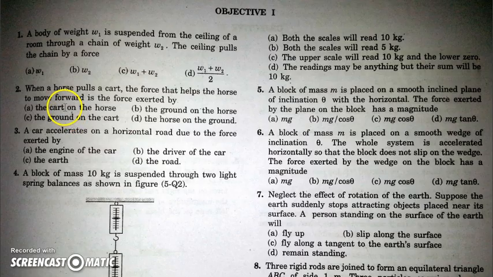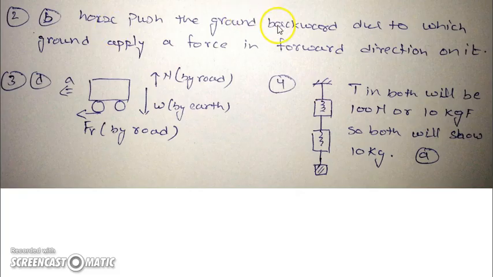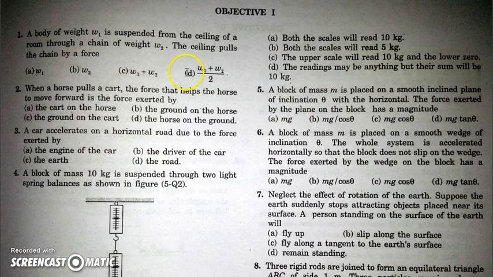Okay. The next question: when a horse pulls a cart, the force that helps the horse to move forward is the force exerted by the ground on the horse. Because the horse tries to push the ground in the backward direction, and that is the action, and the ground applies a force in the forward direction on the horse. So with the help of force from the ground, usually friction, the horse is able to move.